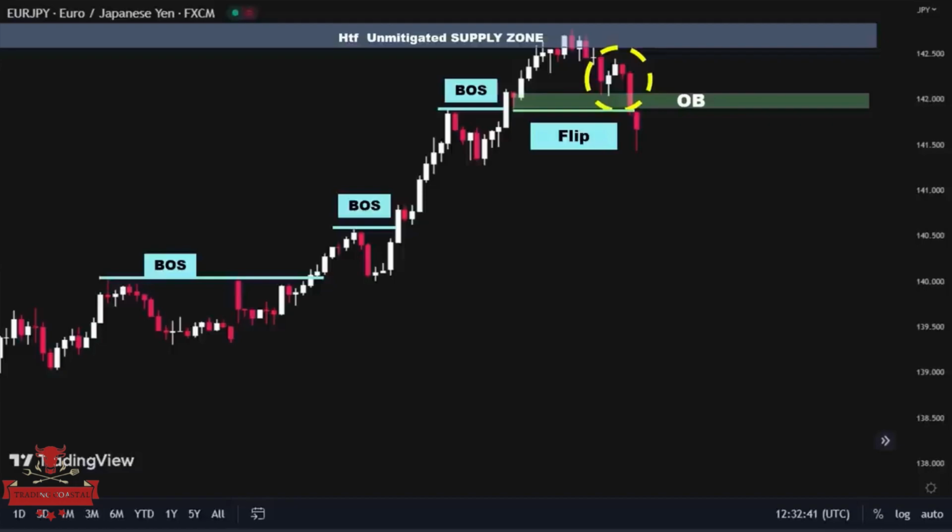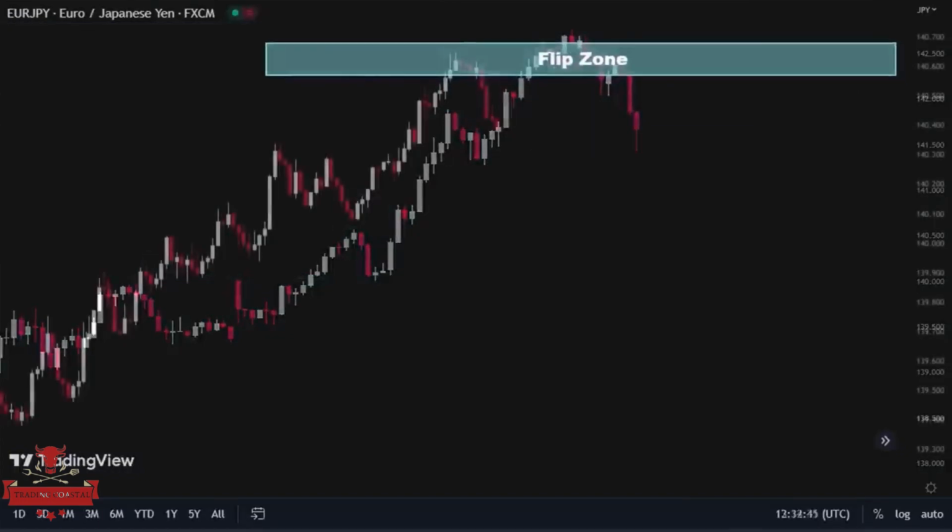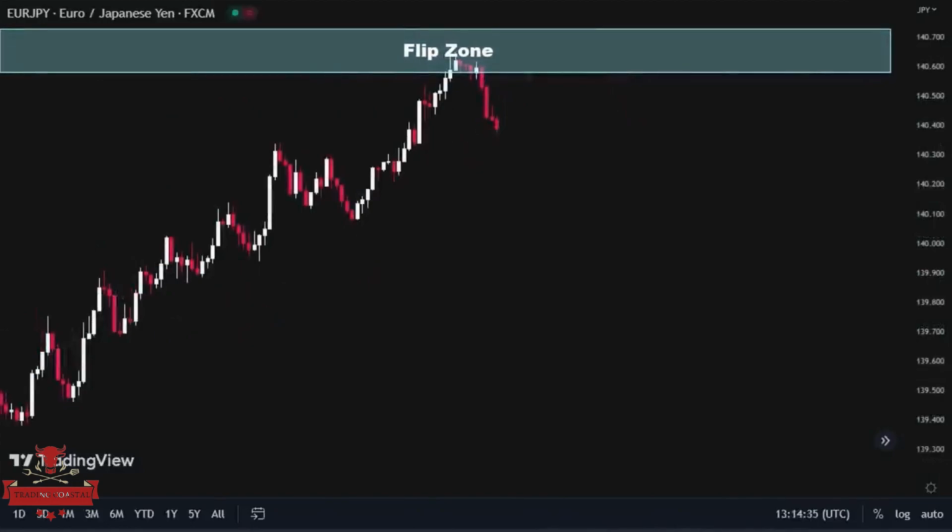To do so, we need to identify the flip zone, which was created by the wave that flipped the recent demand zone. By spotting the flip zone, we now have a clearer picture of the next potential move for the price. Next, we should zoom into the 1-minute time frame and wait for price to reach the flip zone and show us a valid change of character.